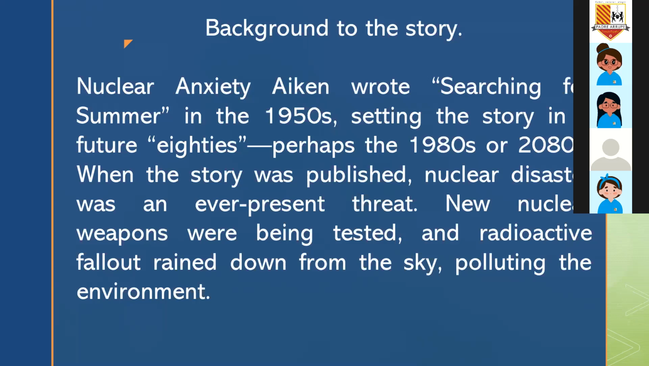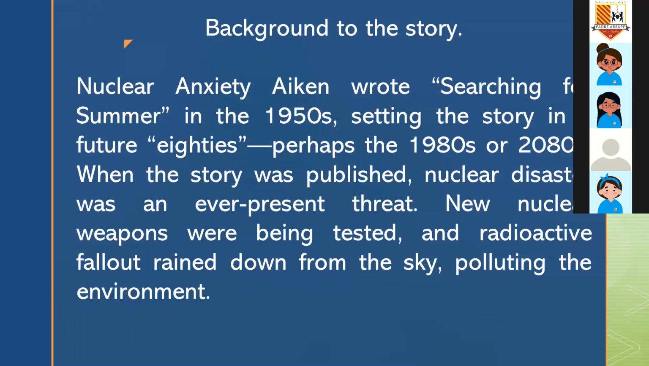Background to the story. Nuclear accident. Aiken wrote the story in the summer of 1950 and set it in a future 1980s, or 2080s, when the story was published. Nuclear disaster was an ever-present threat. New nuclear weapons were being tested and radioactive clouds rained down from the sky, polluting the air everywhere.